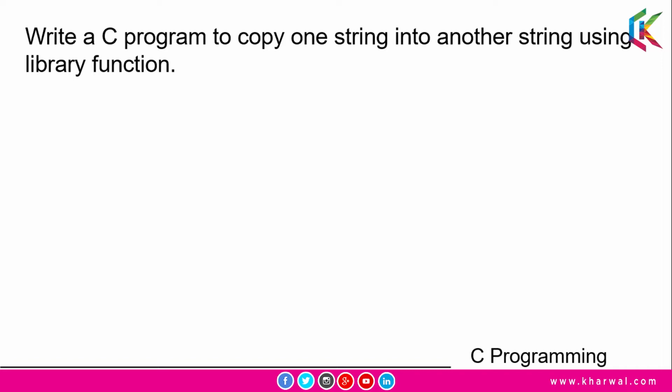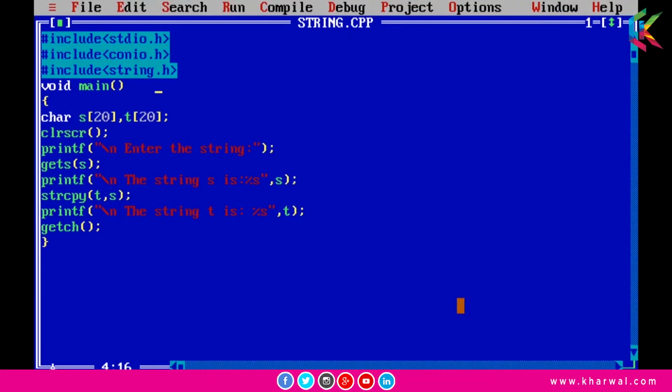So let's go ahead and I'll open the Turbo C++ compiler. In this program you will learn how we can copy one string into another. I am going to use the strcpy function, and to use it we need to include a header file, which is string.h.